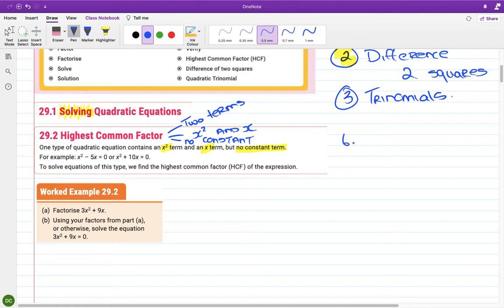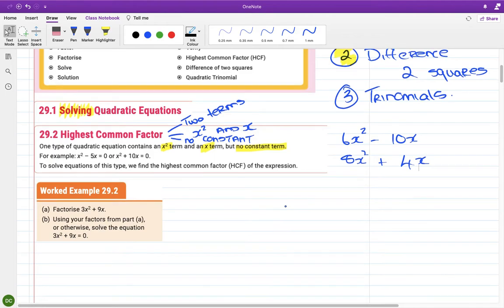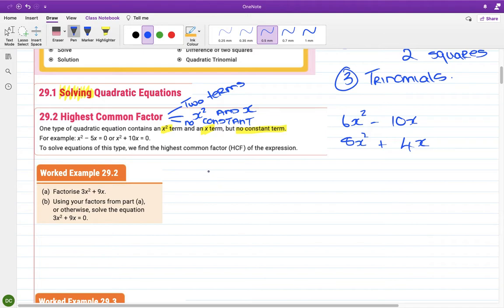So things like 6x squared minus 10x, 8x squared plus 4x. It has the x squared bit, it has the x bit, it doesn't have the number at the end. So there's one here, 3x squared plus 9x, and we've been asked to factorize it.